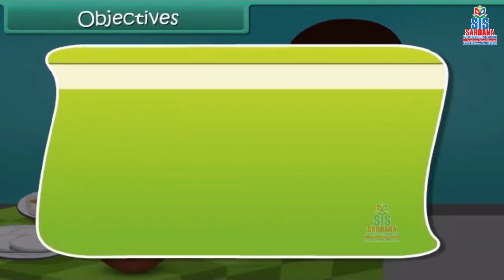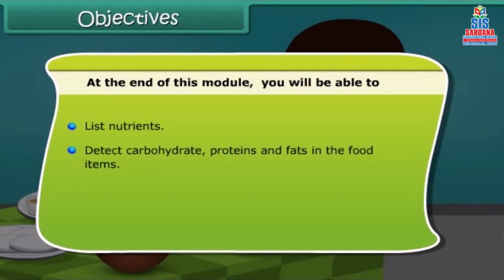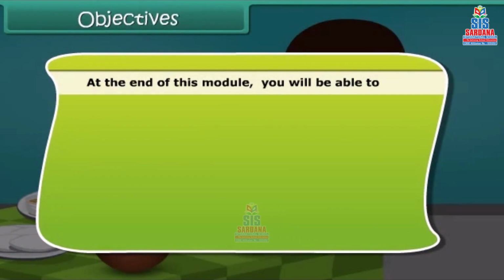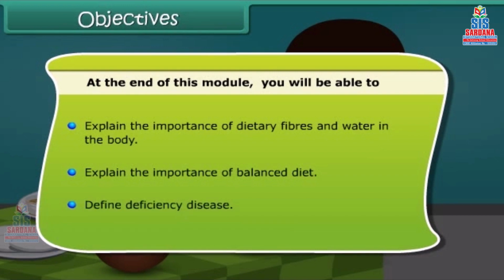Objectives. Dear friends, at the end of this lesson, you'll be able to list nutrients and detect carbohydrates, proteins, and fats in the food items. You will also be able to describe different vitamins with their roles and discuss the importance of minerals in the body. In addition to this, you will also be able to explain the importance of dietary fibers and water in the body, explain the importance of balanced diet, and define deficiency diseases.